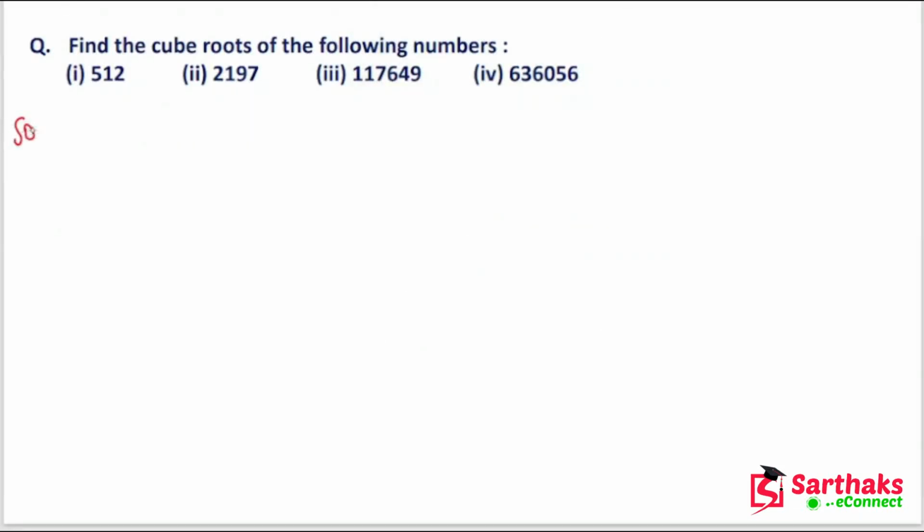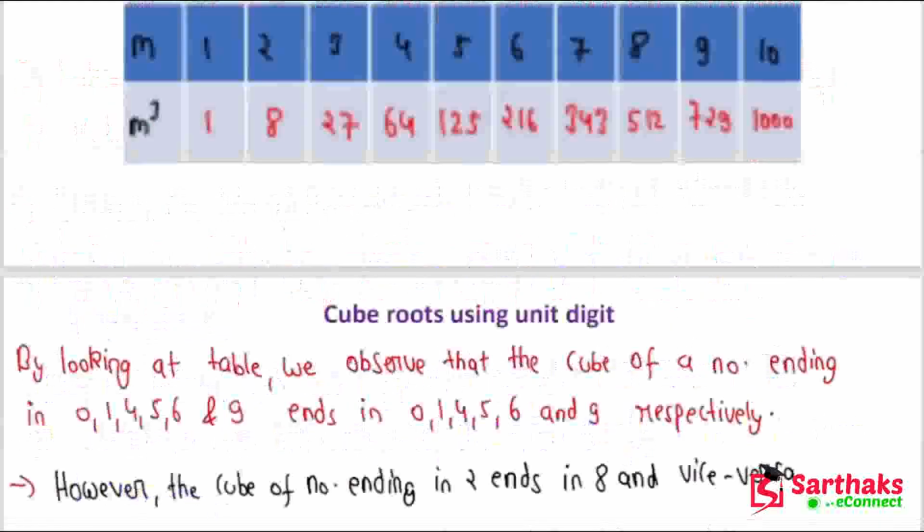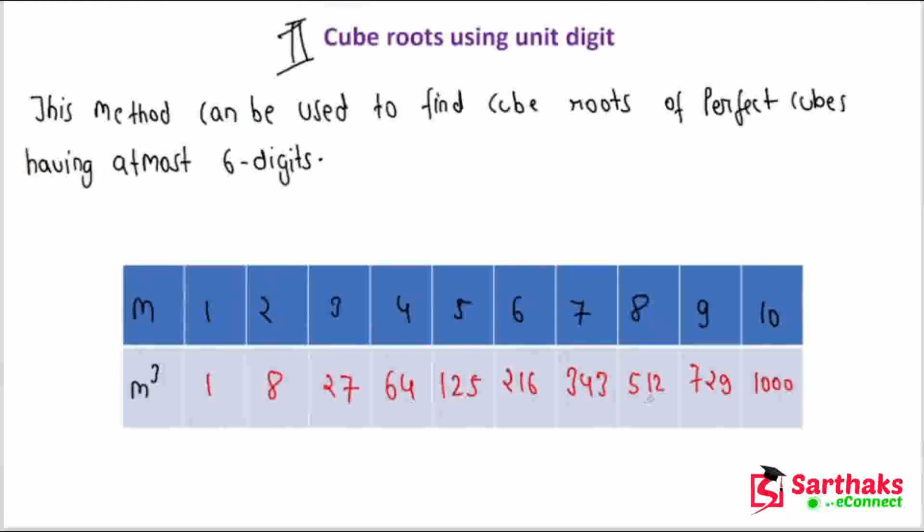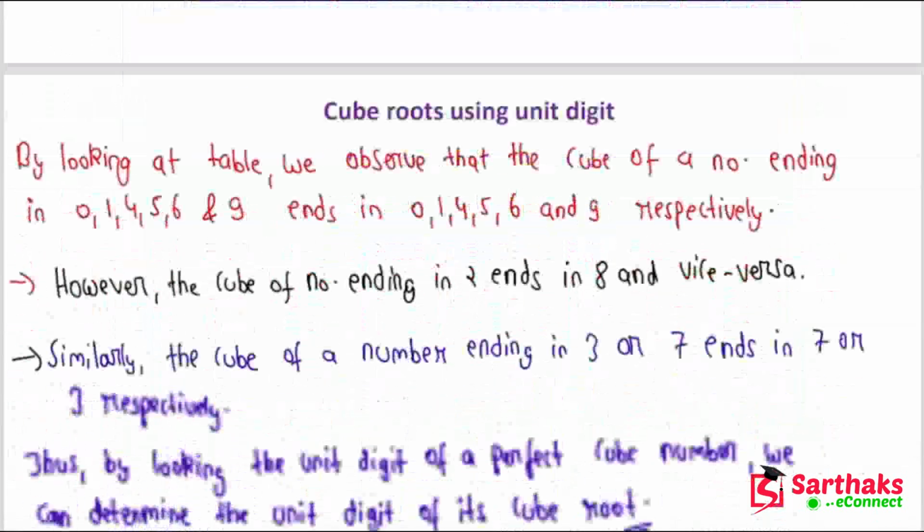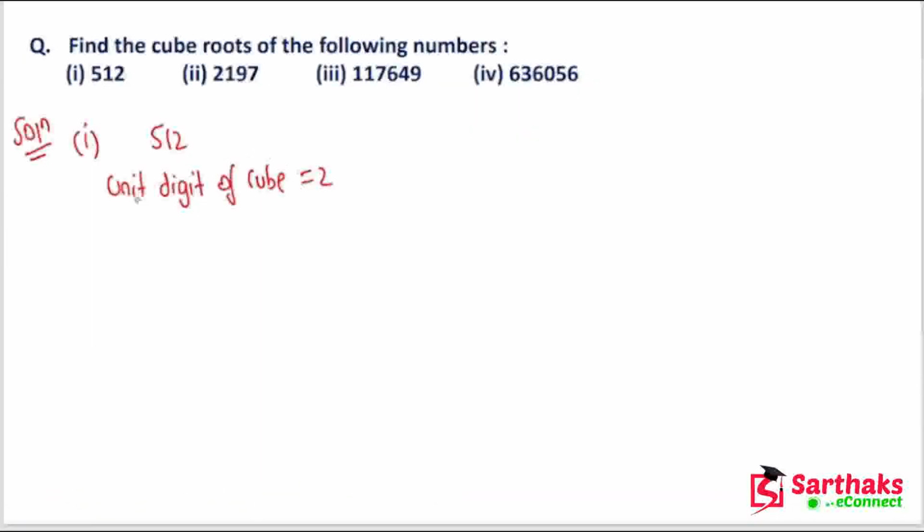Okay, so let us first talk about 512. Now the unit digit is 2. The unit digit of the cube is 2, so what will be the unit digit of the cube root? Let us see the table. If the unit digit of the cube is 2, then the unit digit of the cube root is 8. From the table it is pretty clear that 8 will be the cube root only, which implies that the unit digit of the cube root is equal to 8.